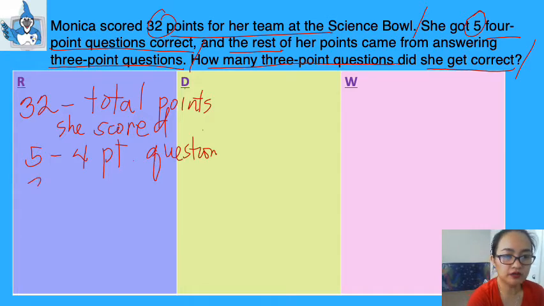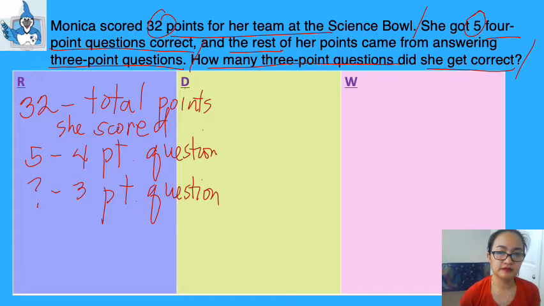Now, we don't know how many 3-point questions she got. Okay? So that's basically what we're trying to look for. How many 3-point questions did she get? So now we can just assign Q for that unknown number. Now let's start with our tape diagram.